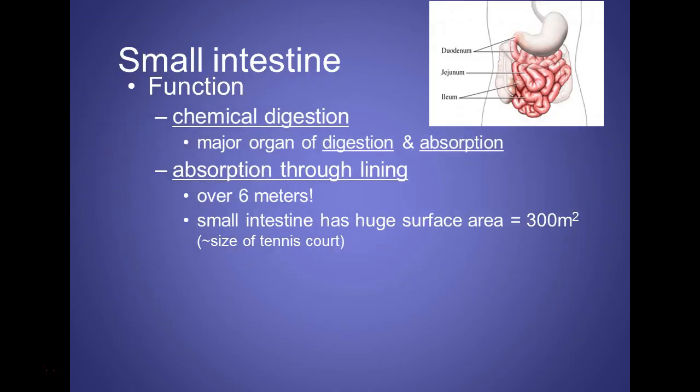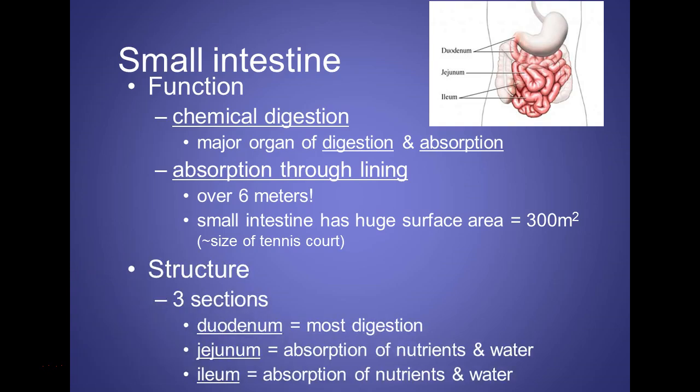So the function is chemical digestion. It's the major organ of digestion and absorption. It absorbs through the lining, and like I said before, it's over 6 meters long. It has a huge surface area, which is about the size of a tennis court. There are 3 sections to the small intestines: the duodenum, where most digestion occurs, the jejunum, which is where absorption of nutrients and water occurs, and the ileum, which is the absorption of nutrients and water as well.